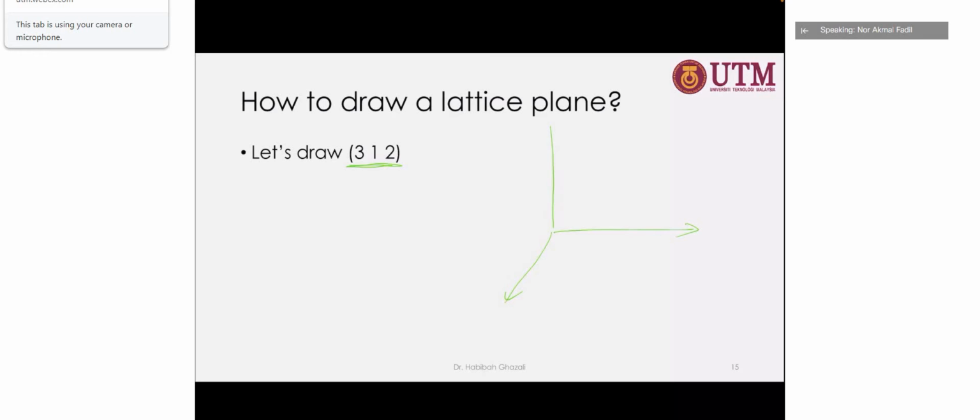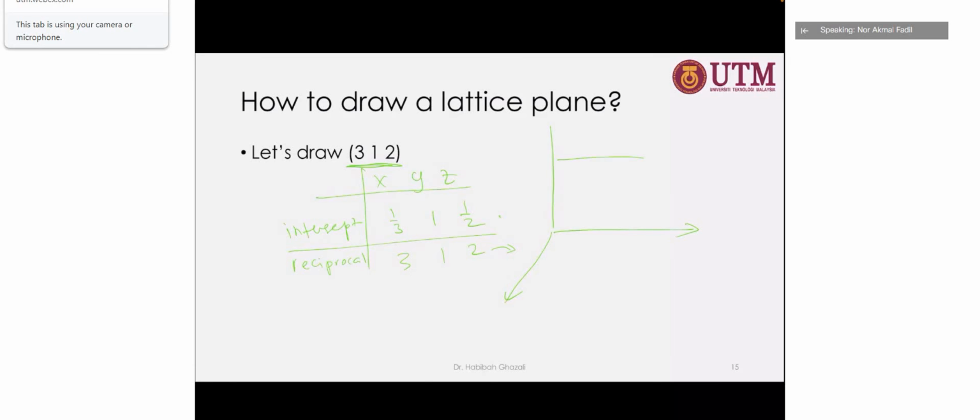So the first one, remember, let's say we have 3, 1, 2, and this is after the reciprocal. Before the reciprocal, this is after we have done the reciprocal process. So what is the intercept? You need to do the reciprocal again for this value. So to obtain 3, it must be 1 over 3, and this is 1, this is 1 over 2. So this is the intercept, for x, y, and z.